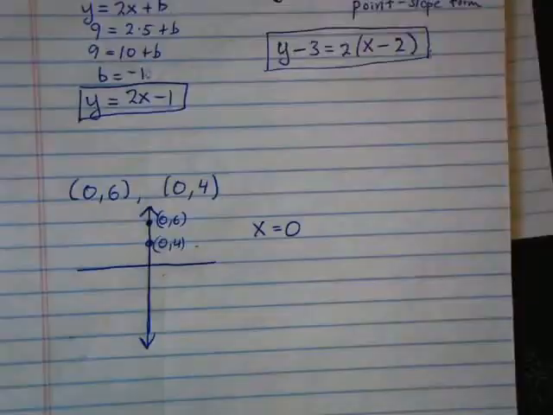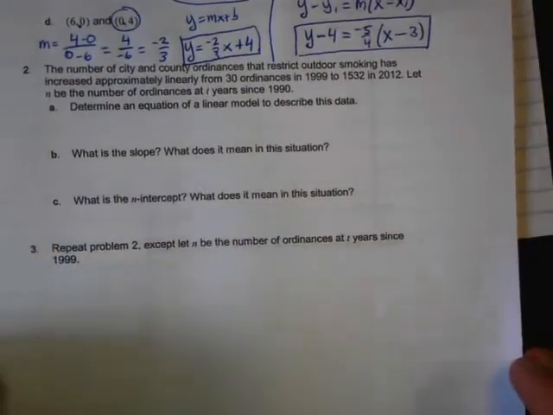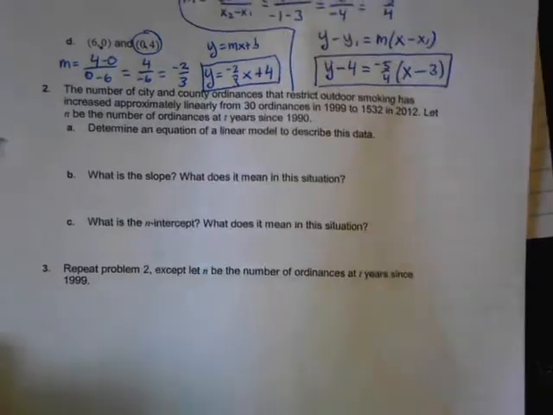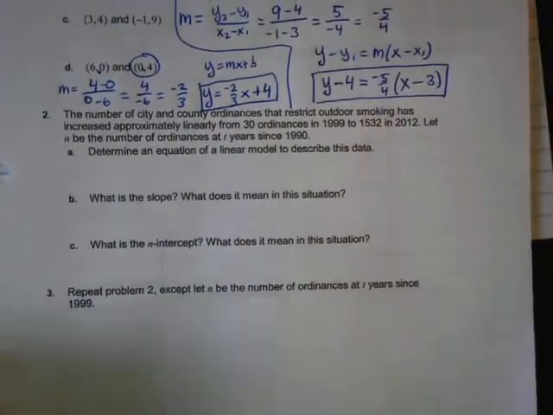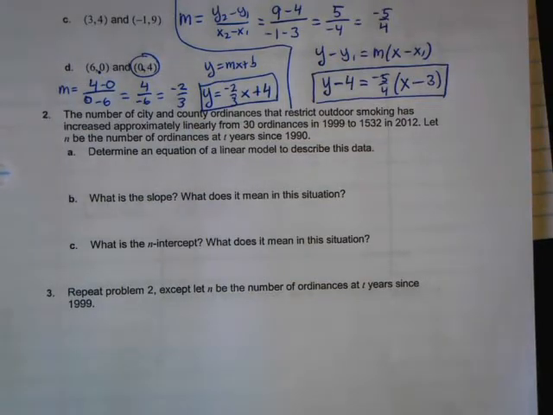All right, let's take a look at number 2 here. Number 2 says, the number of city and county ordinances that restrict outdoor smoking has increased approximately linearly from 30 ordinances in 1999 to 1,532 in 2012. Let n be the number of ordinances at t years since 1990. Determine an equation of the linear model to describe this data.